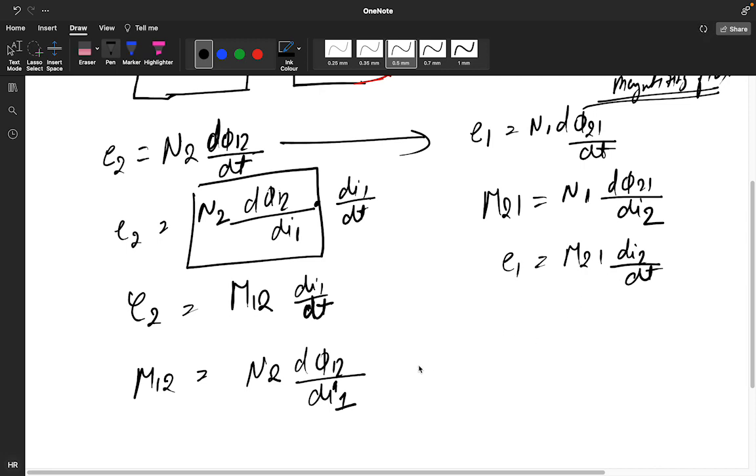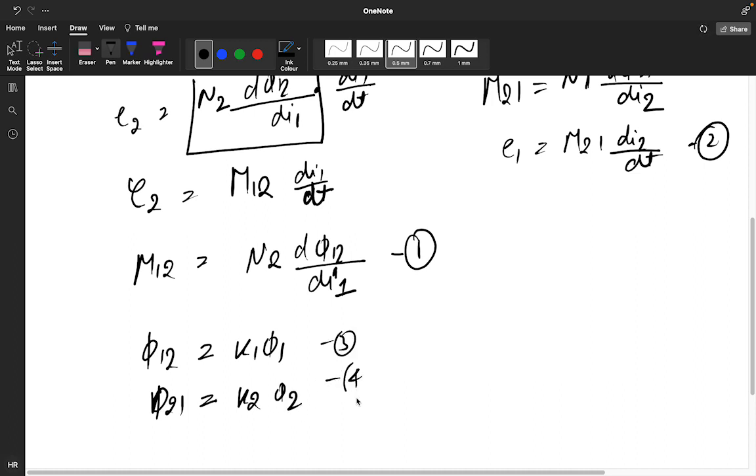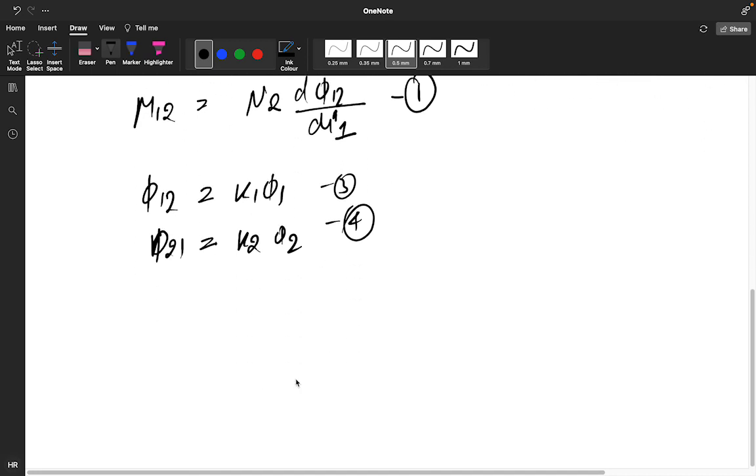Okay, so this I am assuming as equation 1, this as equation 2, and φ12 is nothing but k1 into φ1, and φ21 is nothing but k2 into φ2. It's equation 3 and this is equation 4. So if you multiply equation 1 into equation 2, what will we get? M12 into M21, what will we get?